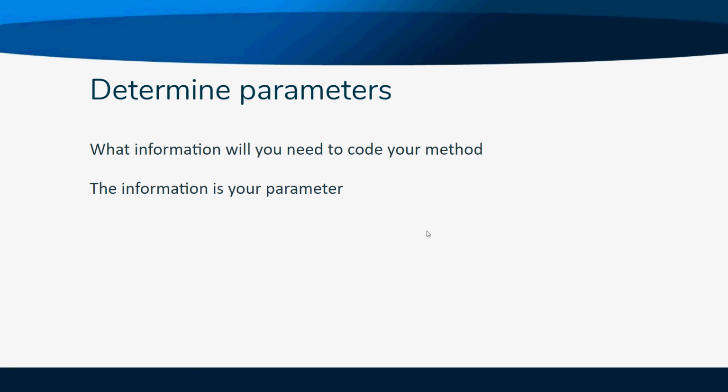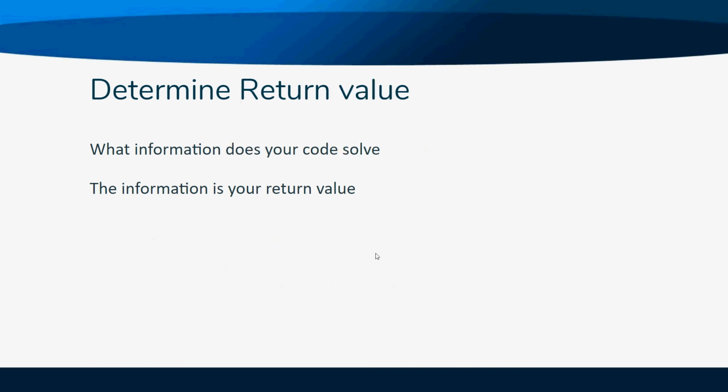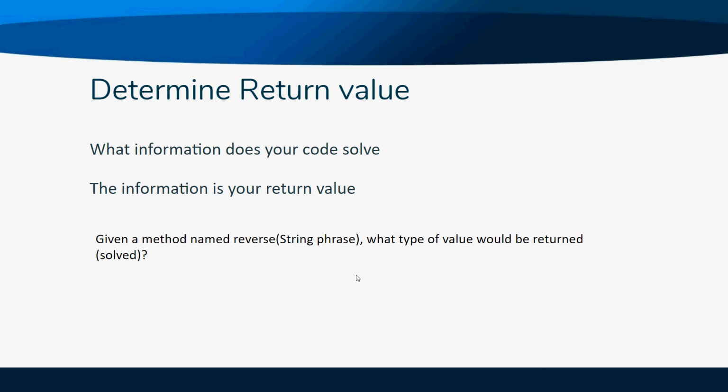Okay, in order to reverse a string, what information would we need? Well, we'd need the string of whatever we're reversing. So we're calling it reverse. What would be needed in order to accomplish this task? We'd need a string of the information that we're going to reverse, right? Okay, what's our return type? Well, if we're going to reverse a string, we're going to return back a string of the reversed version of our string. So a string would be our return type.